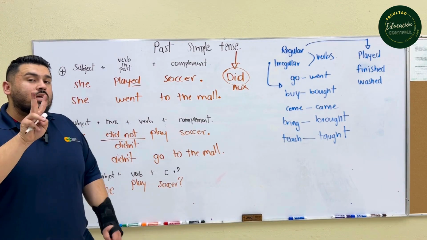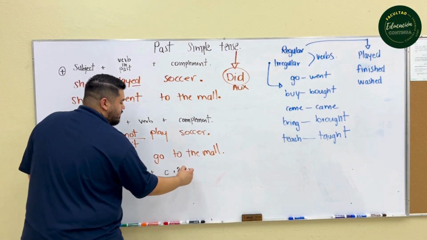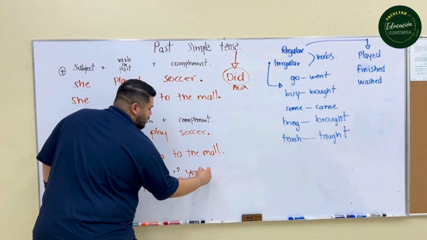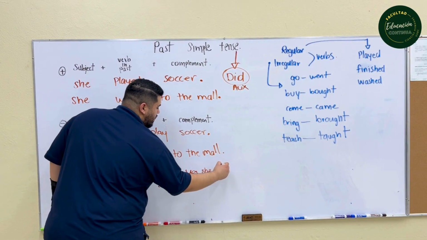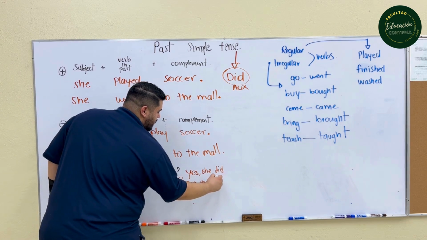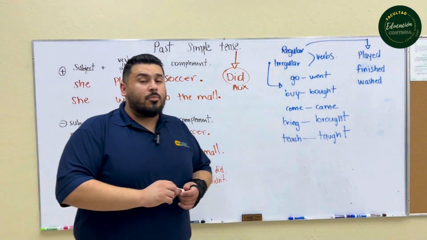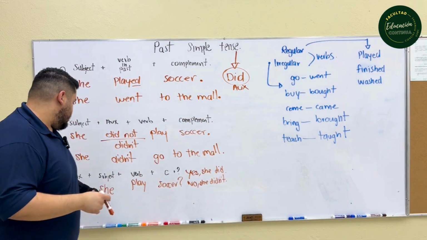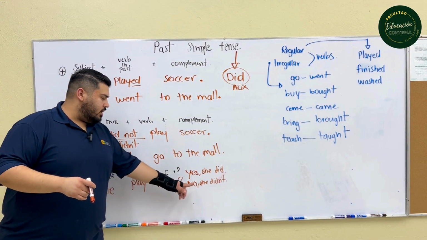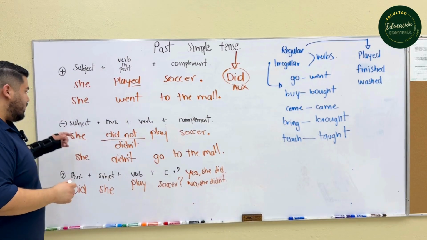Remember, in this part we have two types of answer. Yes or no. Okay? So we can say yes, she did, or no, she didn't. Right? The way that I'm going to ask is the way that I'm going to answer. Did she play soccer? Yes, she did. No, she didn't. And that's all. It's the same with the next sentence.